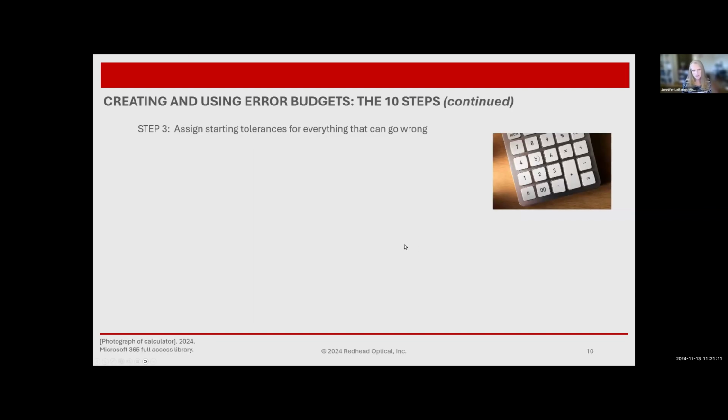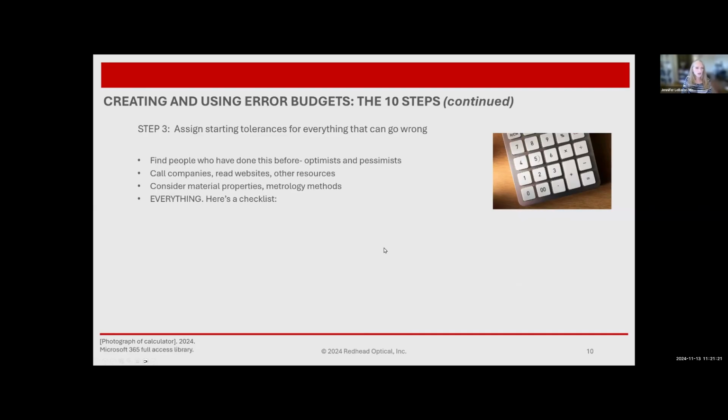So number 3, assign starting tolerances for everything that can go wrong. So being kind of an anxious person, I'm really good at thinking of everything that can go wrong. Okay, so some advice on where we get starting tolerances. This is a real big factor.